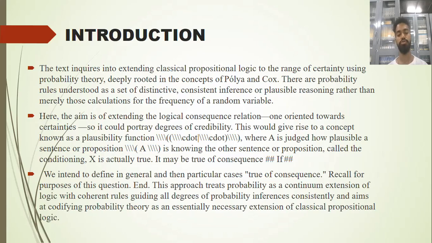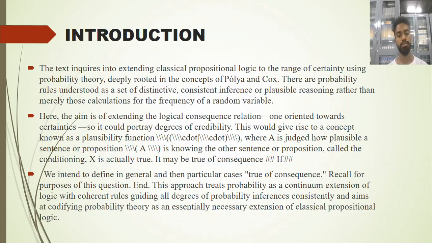So here the aim of this logical consequence relation is one oriented to certainties, such as to portray degree of credibility. It would give rise to a concept such as the plausibility function, represented as you can see on the screen, where A is judged to be a plausible sentence or proposition, where A is known in another sentence or proposition called the condition. Here X is true, and it may be a true consequence.